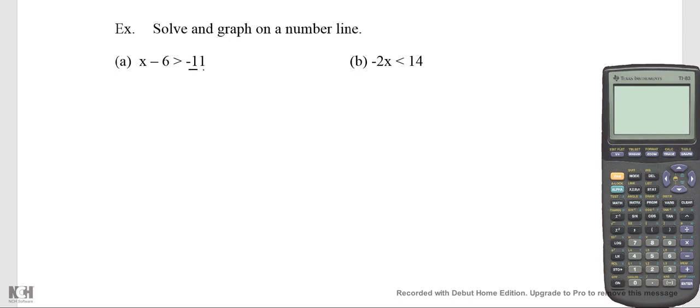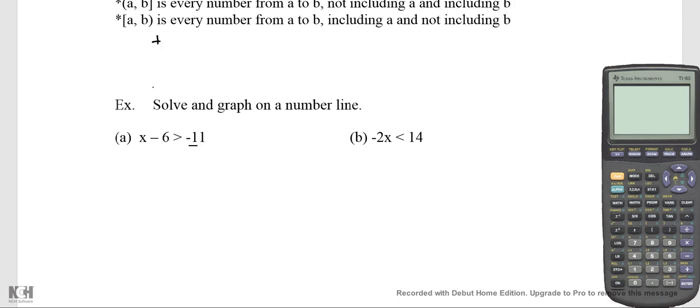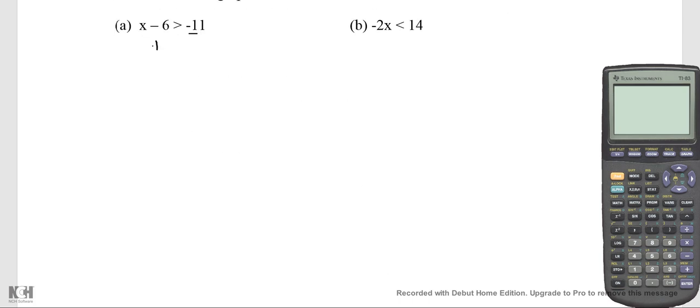So again, we want to get the variable on the left side, and we want to solve them like it was an equation. So essentially what I want to do in this x minus 6 is greater than negative 11. I want to get rid of the minus 6. So I'm going to add 6 to both sides. So I get x is greater than negative 5. Now I'm going to graph it and write it in interval notation also.